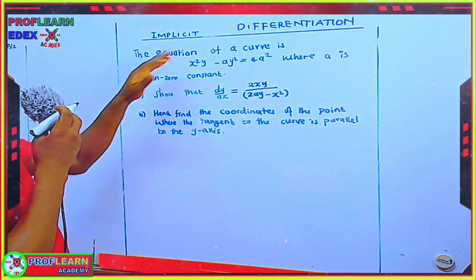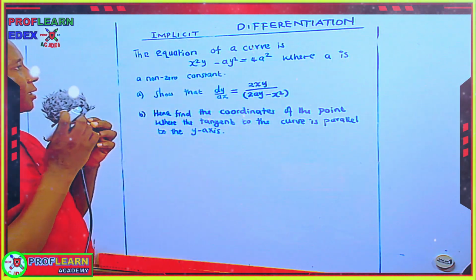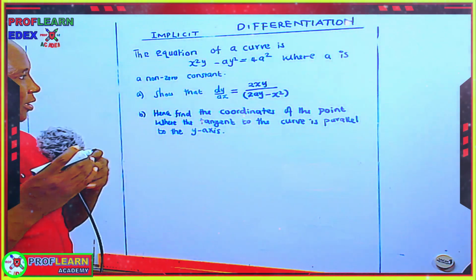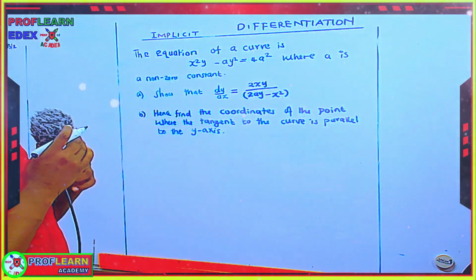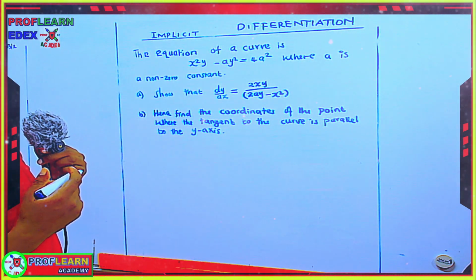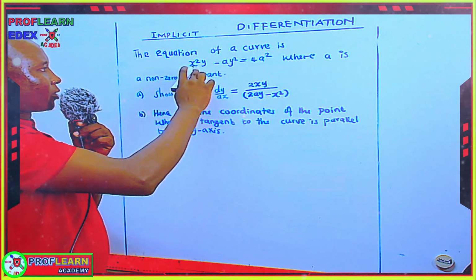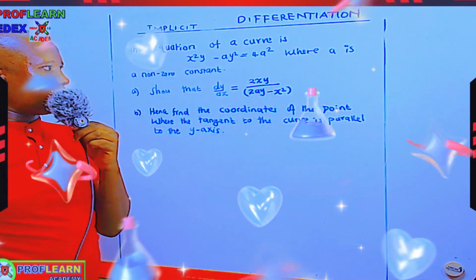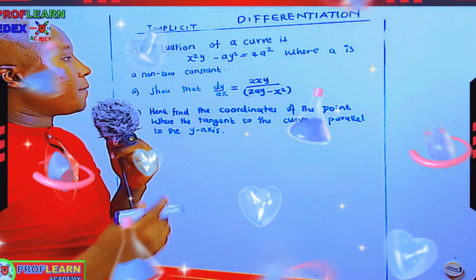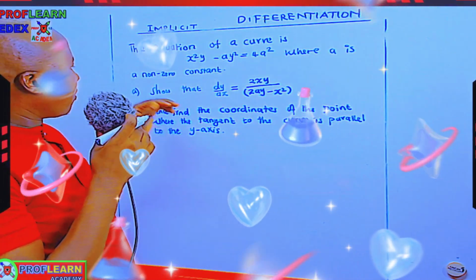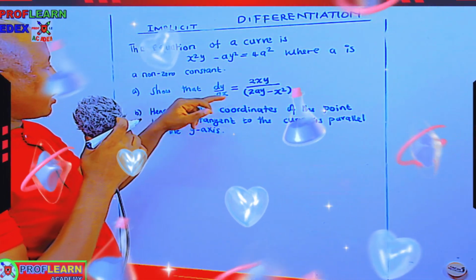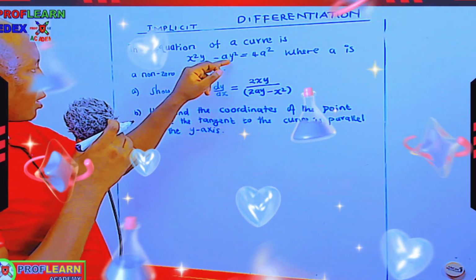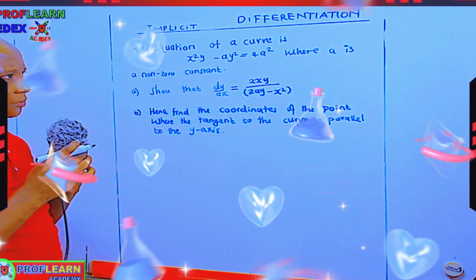Here we are going to perform implicit differentiation. Implicit differentiation is whereby you have an equation like this. We are told that the equation of a curve is x squared y minus a y squared equals 4a squared, and you are supposed to show that the dy/dx of this curve is given.